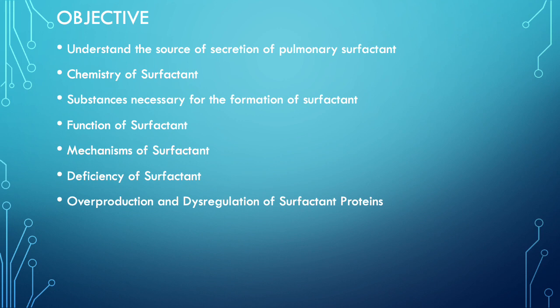The objective in this presentation is to understand the source of secretion of the pulmonary surfactant, the chemistry of surfactant, the substances that are necessary for the formation of surfactant, the function of surfactant, the mechanisms of surfactant, deficiencies with surfactant, and overproduction and dysregulation of surfactant proteins.